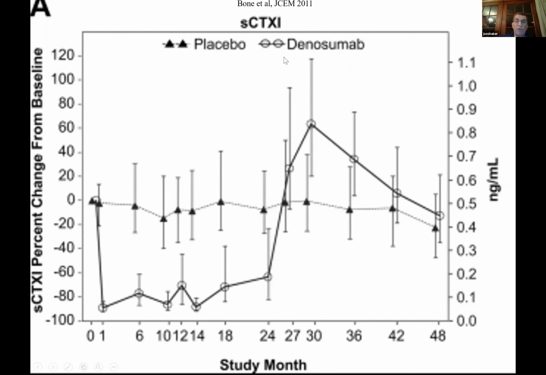This is that marker of bone resorption. And this is the placebo group. And you can see they're not getting anything. Their bone resorption marker stays the same. The denosumab group is treated for 2 years, and their marker of bone resorption goes down very, very dramatically and fast. And then when you stop it, it goes up above baseline and appears to stay above baseline for months. So there's a rebound increase in bone resorption.